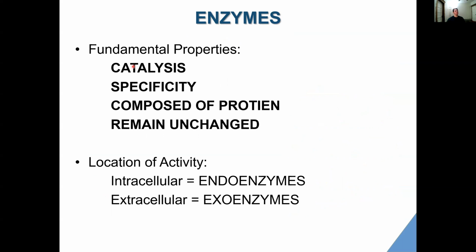First of all, they have to be catalytic. They have to catalyze reactions. They have to be specific. They have to be composed of protein, and they have to remain unchanged during the reaction. That's very important. And then the location of your activity will determine how these enzymes are classified. Endoenzymes, endo meaning inside, are intracellular. Extracellular, exo meaning outside, are exoenzymes.